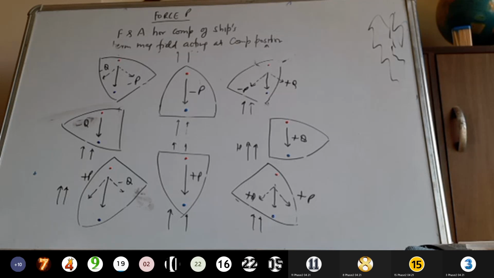Is this clear? So whether a vessel will have plus P or minus P, or plus Q or minus Q, it will only and only and only depend on the heading on which the vessel was built, and not on anything else. Is it clear?